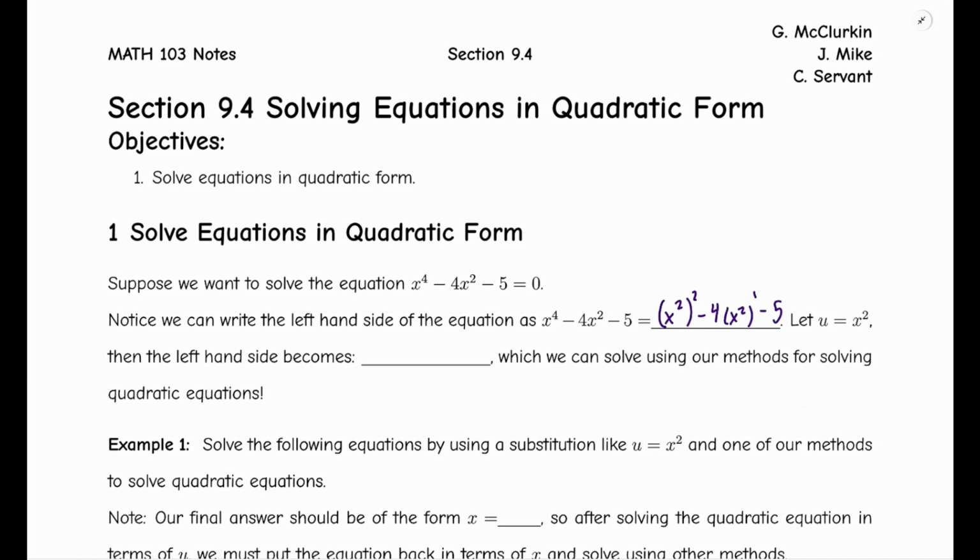Then if we let u equals x squared, then the left-hand side becomes u squared minus 4u to the first power minus 5, which we can solve using our methods for solving quadratic equations, because now it is a quadratic equation with the variable u.